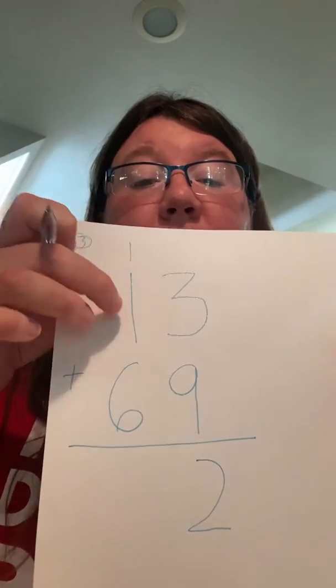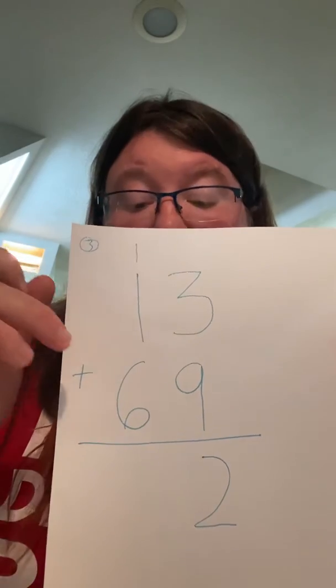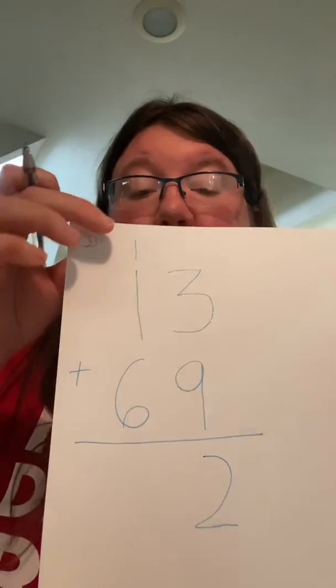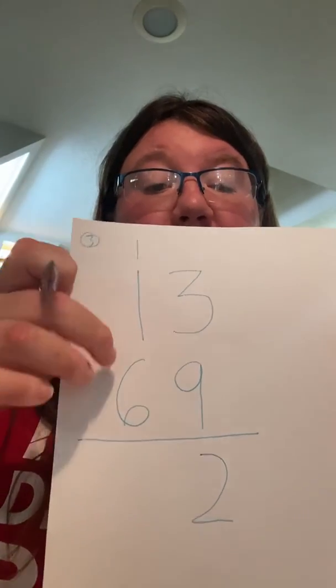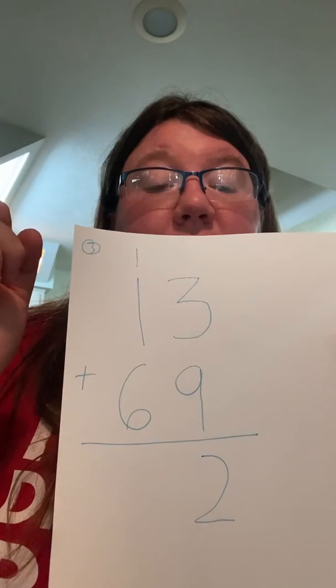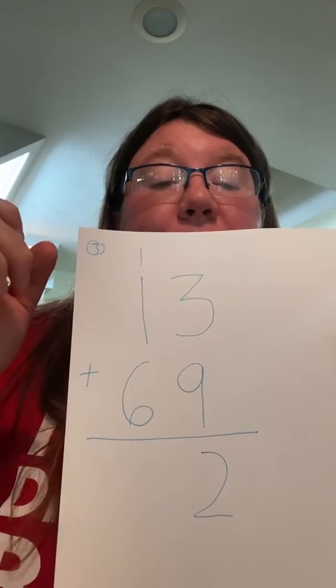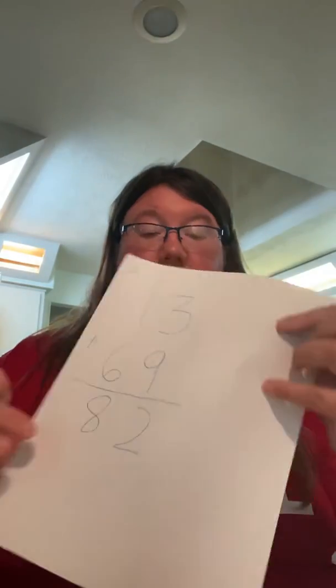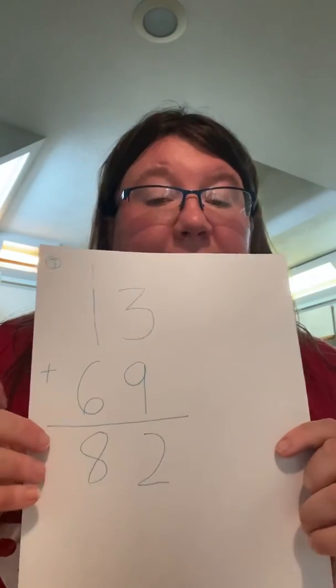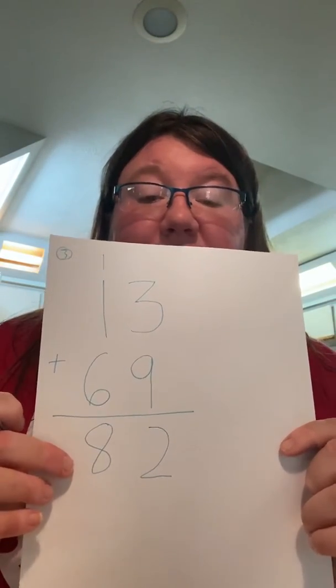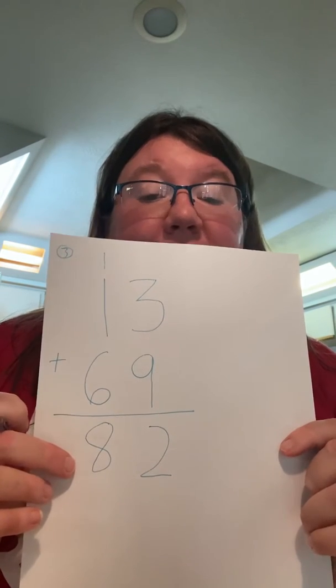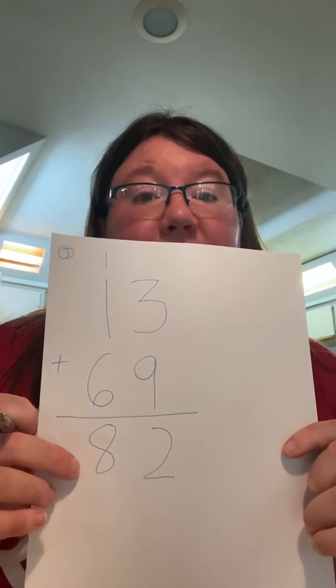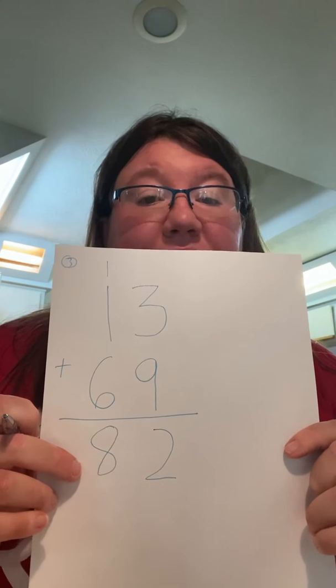Now we have 1 plus 1 plus 6. What is 1 plus 1 plus 6? 1 plus 1 plus 6 is 8. So how many combined ounces of candy do they have? 82. And yes, that is the same answer as our other addition problem.